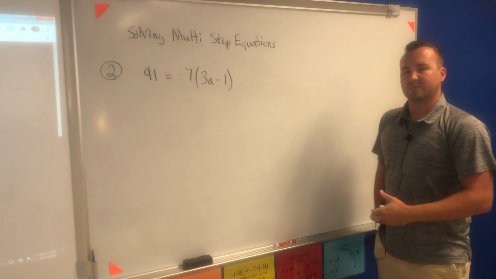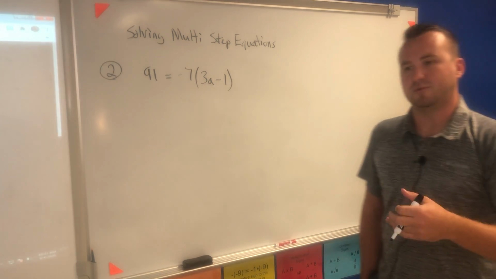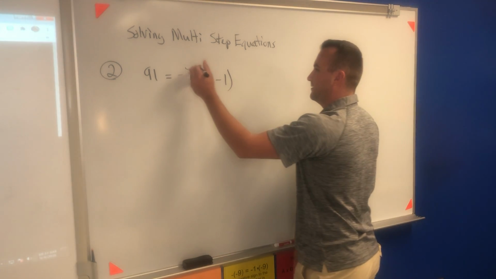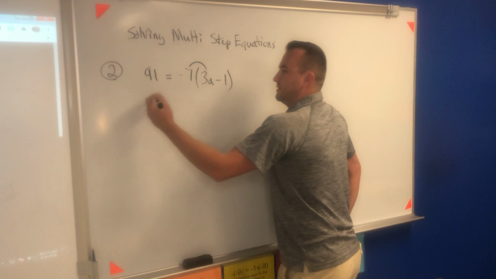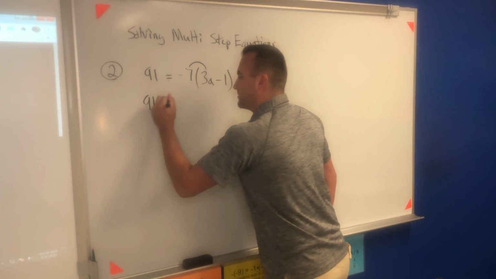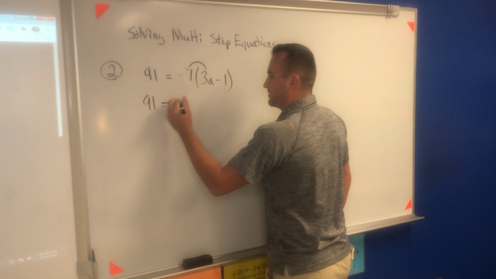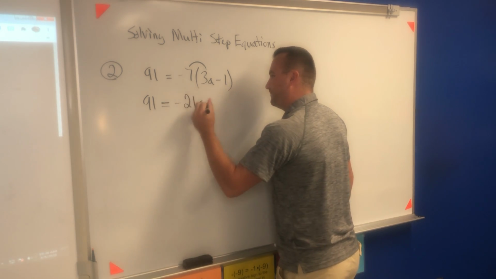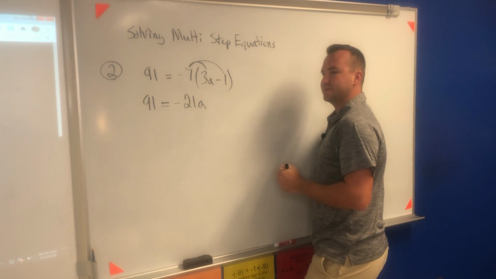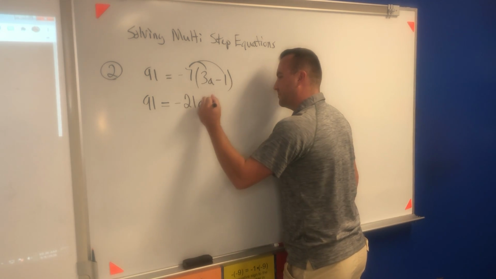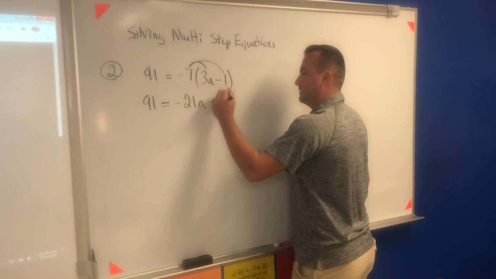Okay, so my first thing is I will look at step 1. Step 1, do I need to distribute? Right here? Yeah, I do. So I bring down 91 is equal to -7 times 3a. -7 times 3a is -21a. -7 times -1. A negative times a negative is a positive 7.